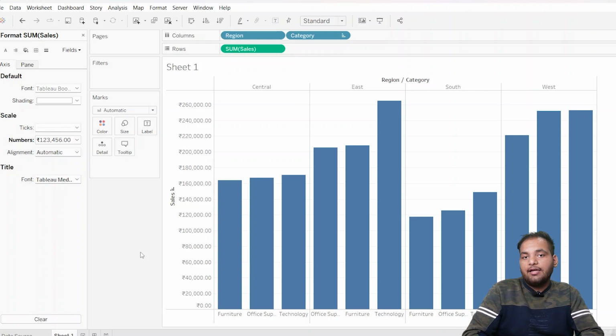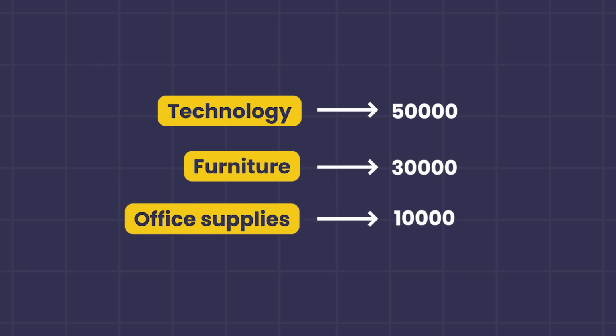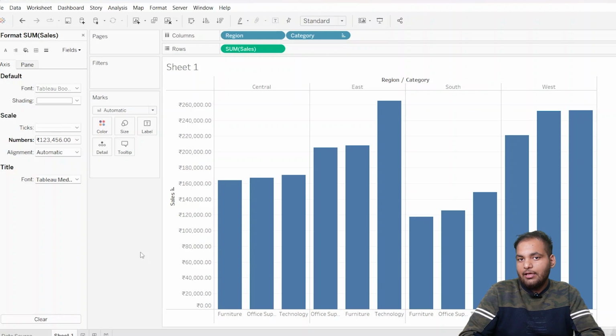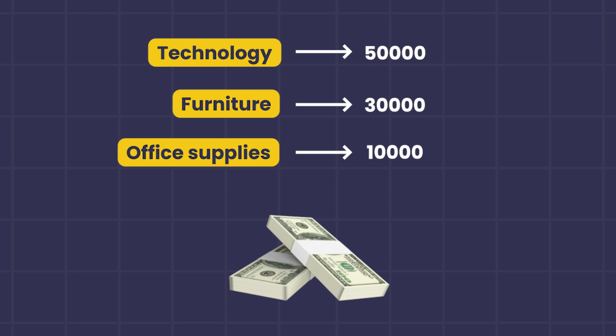Let's say you're presenting the data to your boss without formatting. Your table might show something like technology is 5000, furniture is 3000, and office supplies 1000. Why? Here they are numbers only. It's not immediately obvious what they represent. Are these items sold? Revenue in dollars? By formatting the sales figures as currency, it becomes crystal clear, like technology at $50,000, furniture at $30,000, and office supplies at $10,000. Now your boss doesn't have to guess. It's obvious these numbers represent revenue.